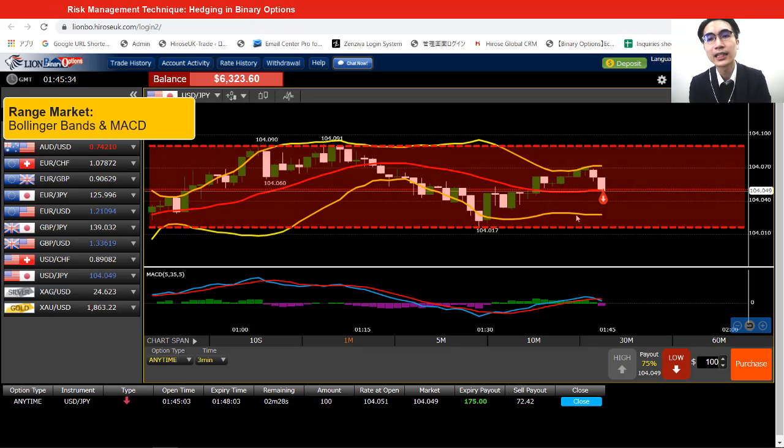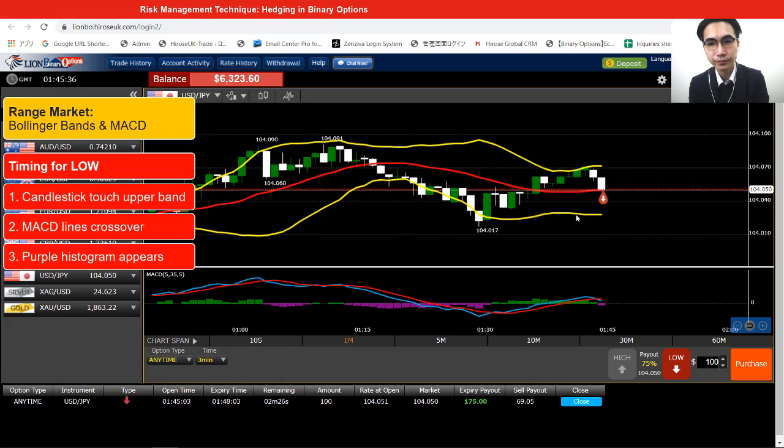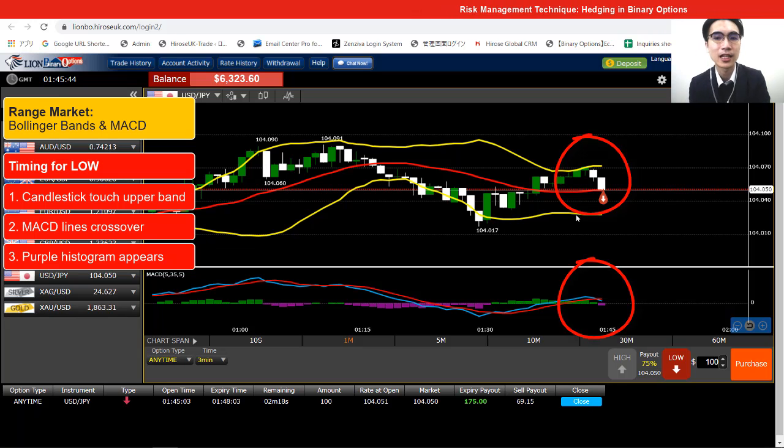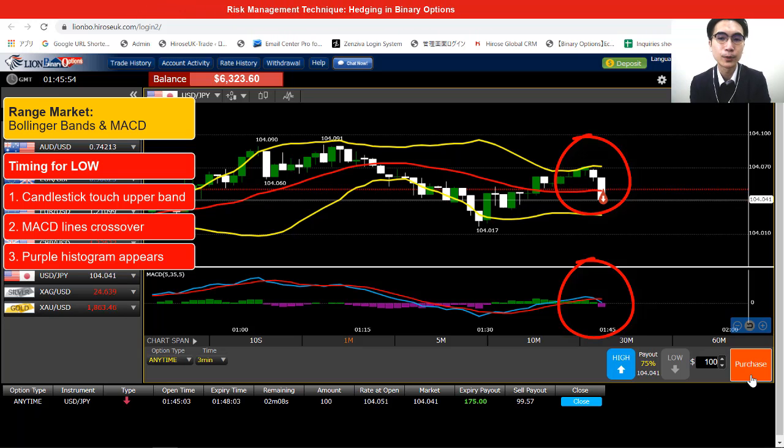Next I look at the candlestick, and it touches the upper band of the Bollinger Bands. Then I move on to the MACD, and the 2 lines cross over and it gives me a purple histogram. So that's why I opened that trade there, because I get a double bearish indication.